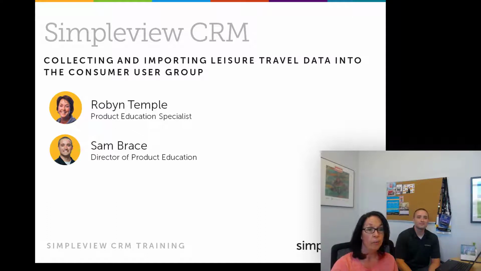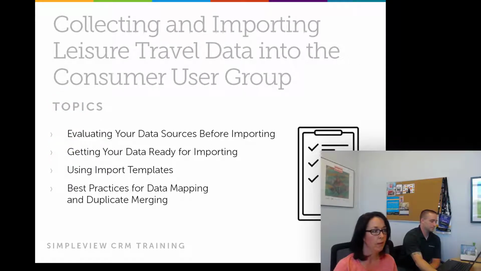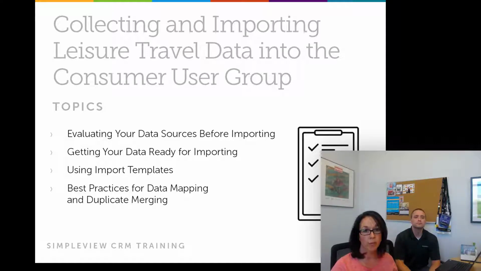All right, so moving forward on our first shot here, what we're going to go over today, I just want to review our topics. We're going to be evaluating your data sources before importing them. We're going to be looking at your data and getting it ready for the import process. We're going to be using the import template, so we're going to go over how to build that template and what they're used for later on. And then we're also going to talk about the best practices for getting your data mapped during that import process and doing the duplicate checks.